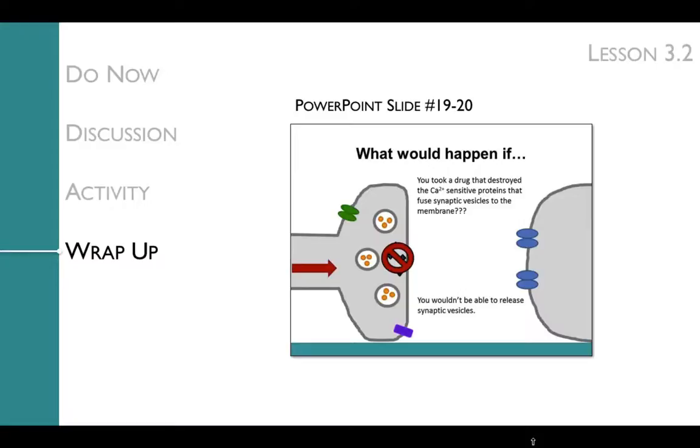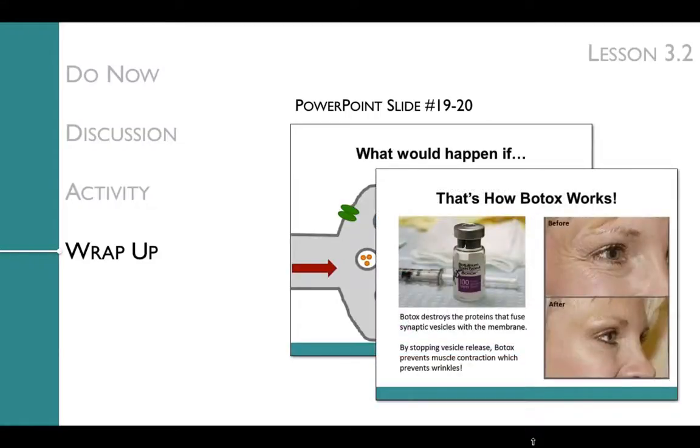And basically what happens is that you wouldn't be able to release synaptic vesicles. Interestingly, that's how Botox works. By stopping the release of synaptic vesicles, it prevents muscles from contracting, which prevents fine lines and wrinkles in small doses. Large doses will completely paralyze you and thus kill you.